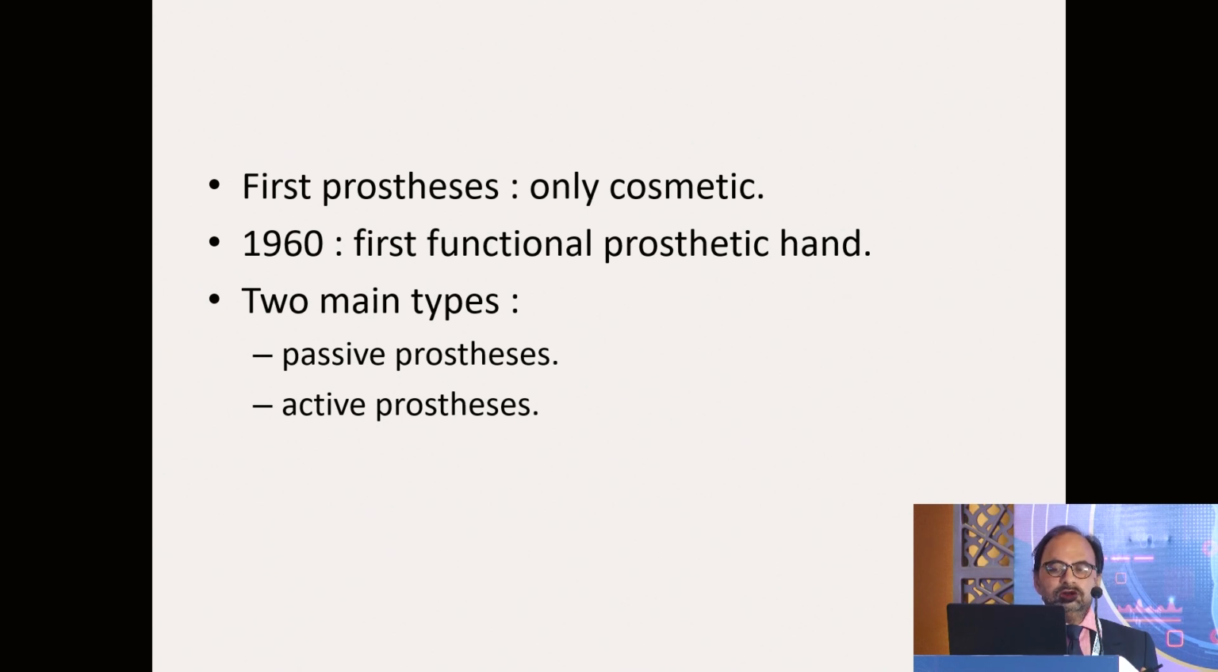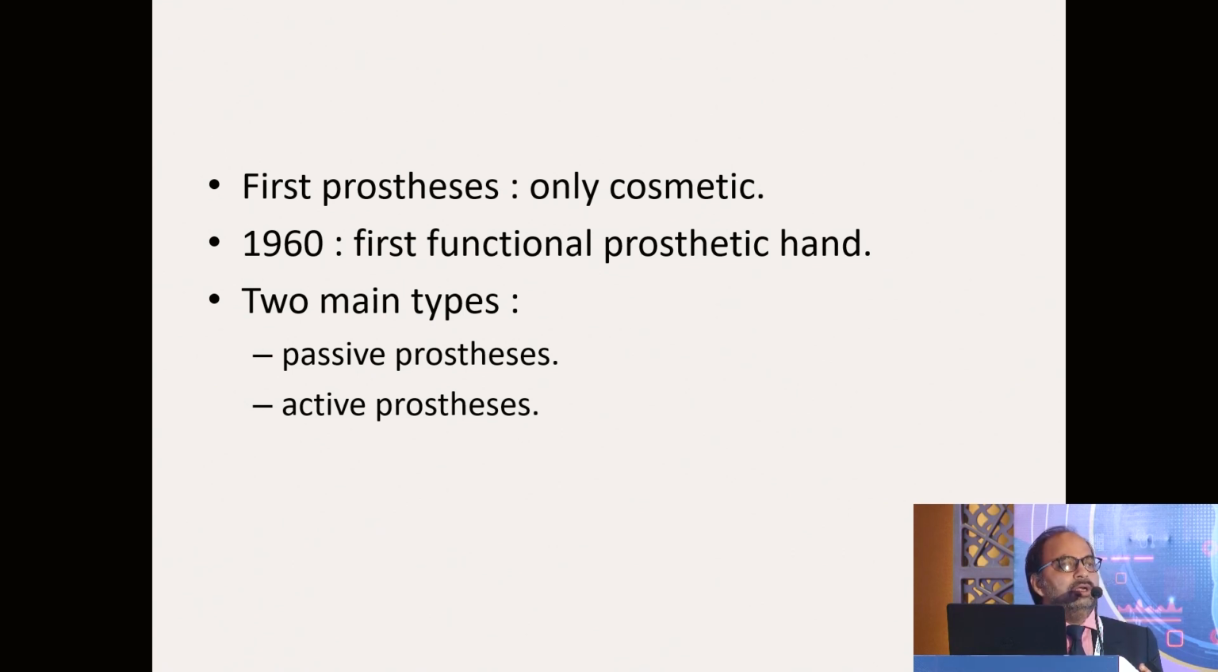The first upper limb prosthesis was only cosmetic. In 1960, the first functional prosthetic hand was given. There are two main types of upper limb prosthesis: passive prosthesis and active prosthesis. Passive prosthesis is only for cosmetic purposes. They don't do any function. Whereas active prostheses will do function as well as provide cosmesis. Nowadays, we very rarely give passive prostheses. We usually give functional prostheses.